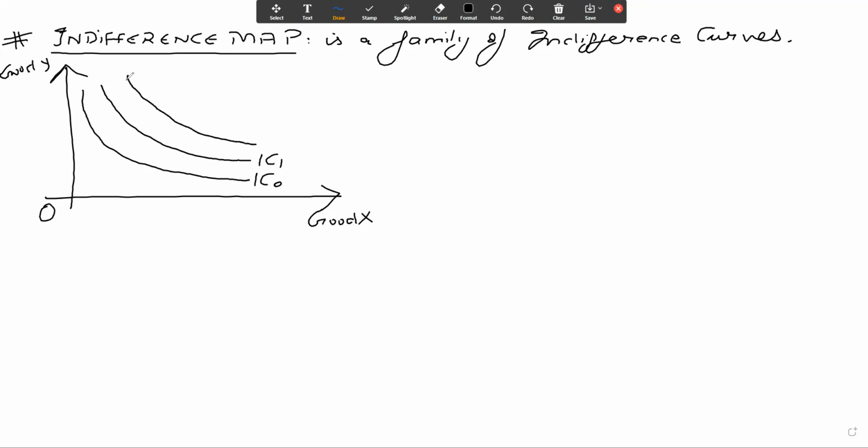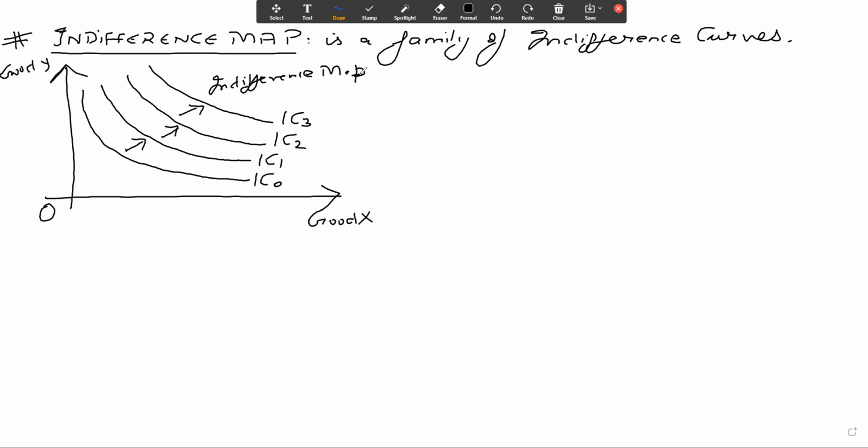IC1, IC2, IC3, and so on. So we are heading towards the northeast direction. And I can keep on making indifference curves in the two-dimension space. So this is my indifference map. Now, an important point to understand is all these indifference curves have the same behavior, but they are at different levels.